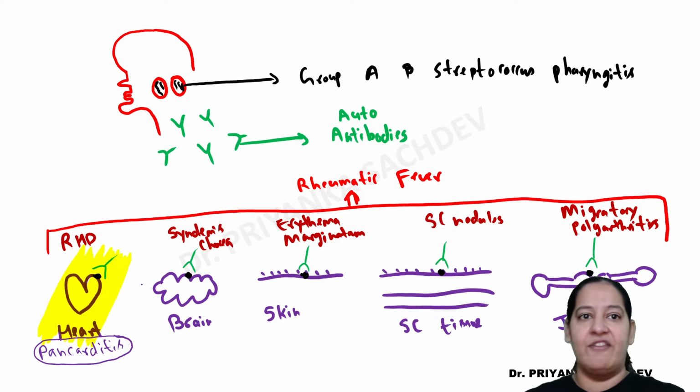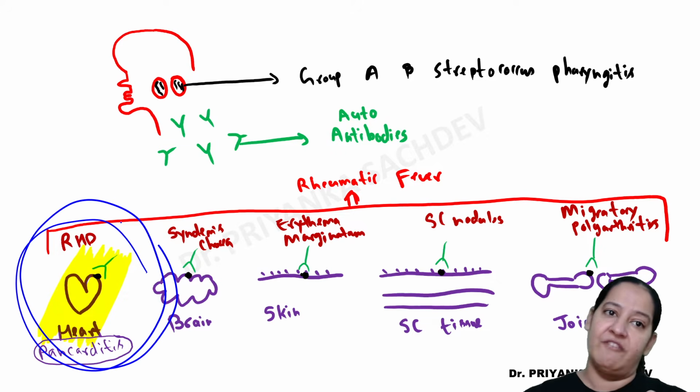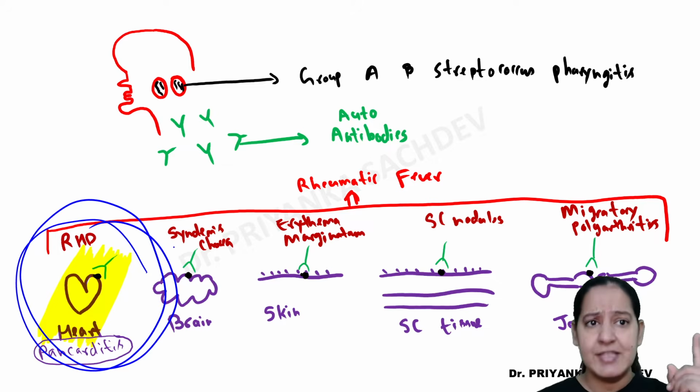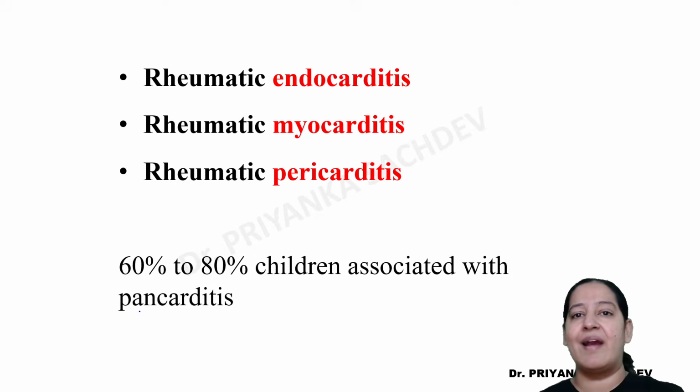Now from these 5, I will discuss all 5, and I am discussing the first major criteria now. That is rheumatic heart disease. In rheumatic heart disease, there is pancarditis. What do you mean by pancarditis?